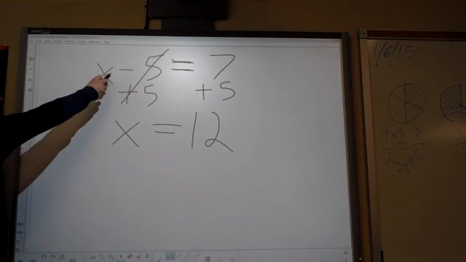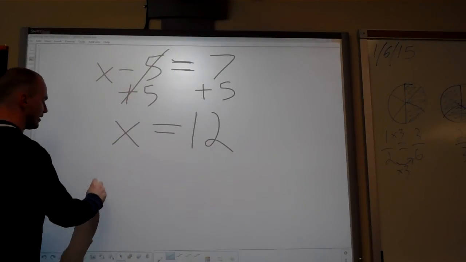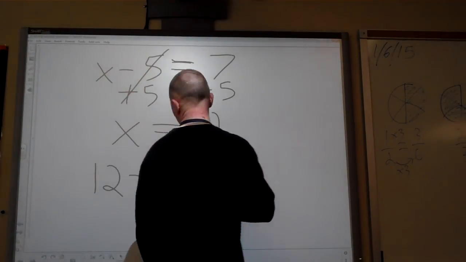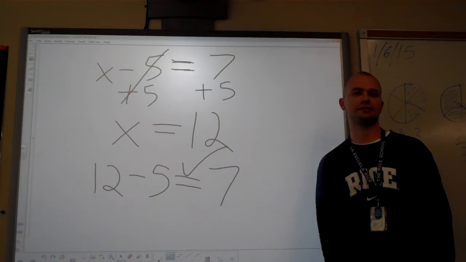Now we're going to go back to our original problem and check it. So instead of x, I'm going to write a 12. 12 minus 5 equals 7. Check. It works.